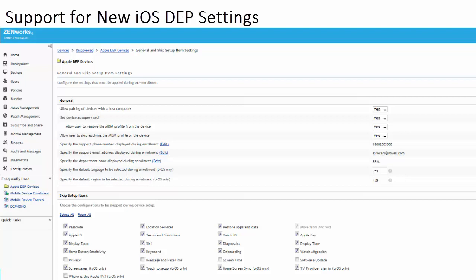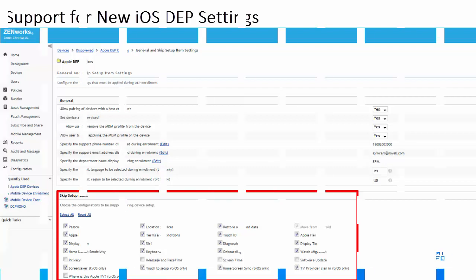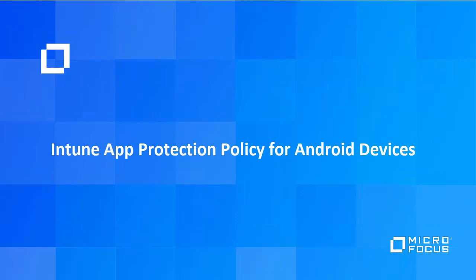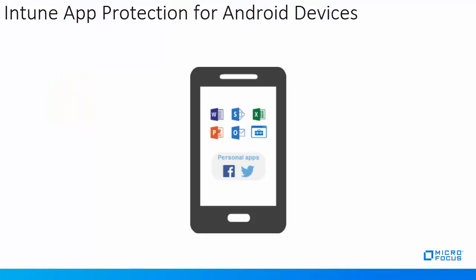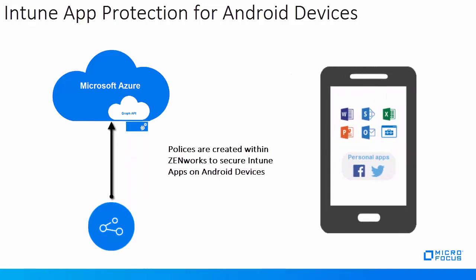Additionally, to set up an iOS 12 DEP device, you can skip setup screens such as Screen Time, iMessage, and FaceTime. Intune App Protection Policy for Android Devices. You can now secure Android apps built using the Intune SDK, for example Microsoft Office 365 apps, without users having to enroll their devices in ZENworks.